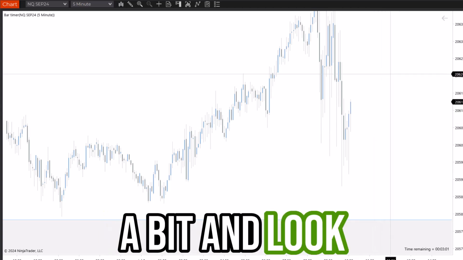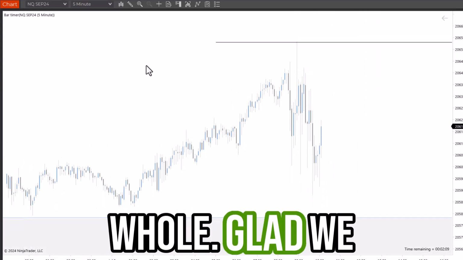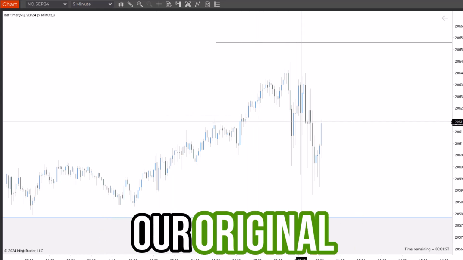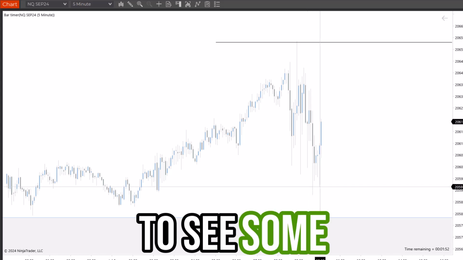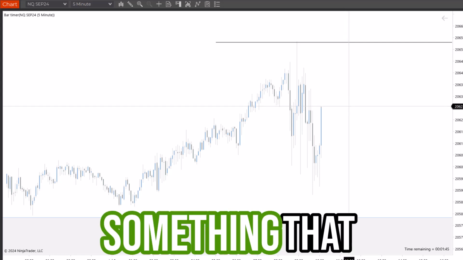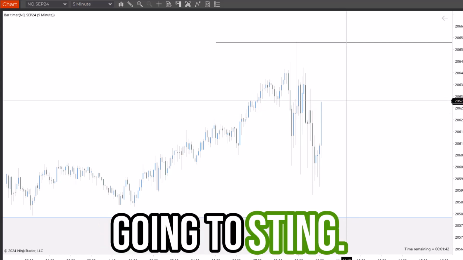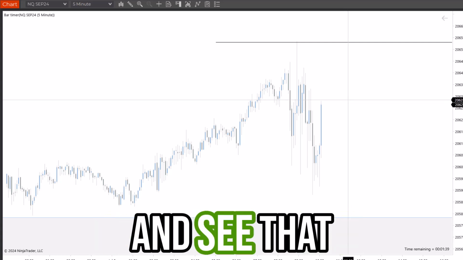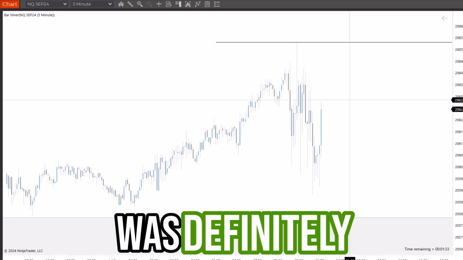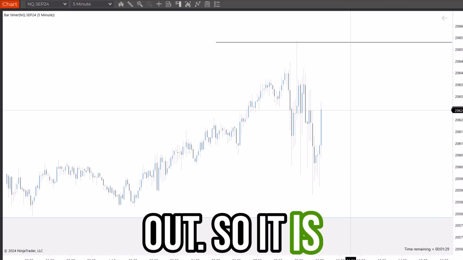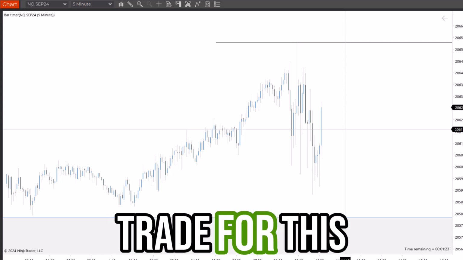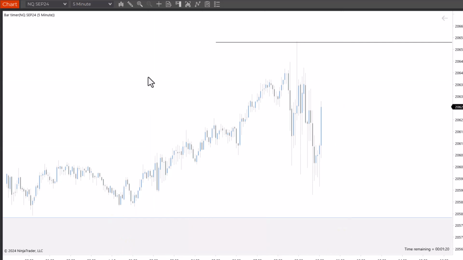We'll zoom out a bit and look to see what price might be doing as a whole. Glad we got out of that trade. Would have been wrecked, but it would have also been great if we stuck to our original plan, watching to see some sell sides be taken and then distribute higher. This is definitely going to sting, especially when I look back at my plan and see that the trade I took did not align with my plan, but the idea I had was definitely going to pay out. So it is what it is. We'll journal that, take that home, and that was our trade for this morning session.